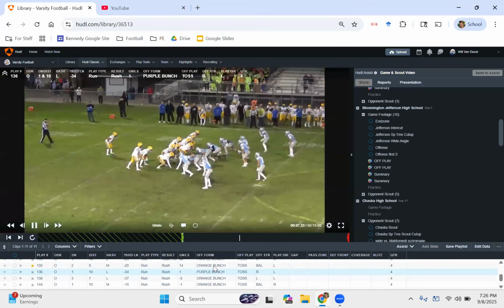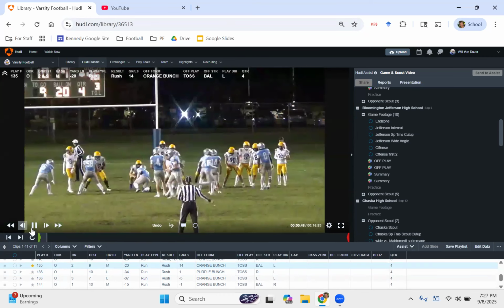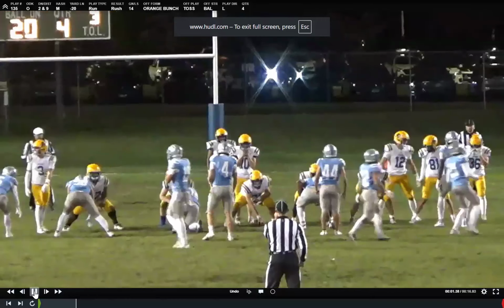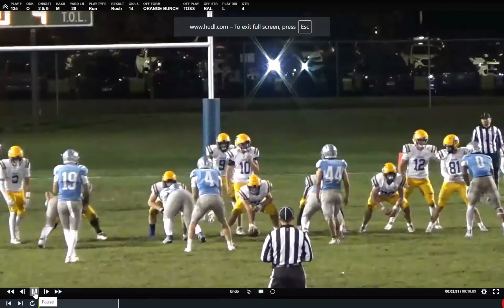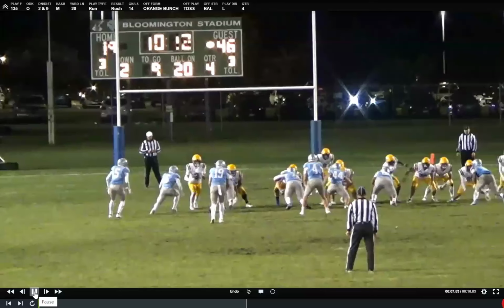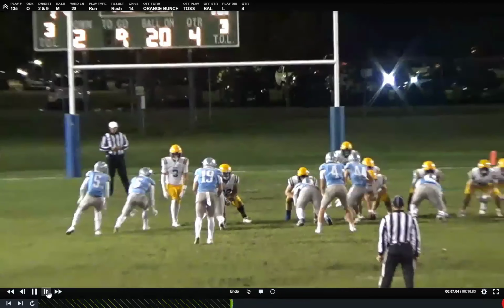Let's go to our last game. This is the best film we got of it. Okay, we are running toss. Let's see here. We're running toss to the offensive left.